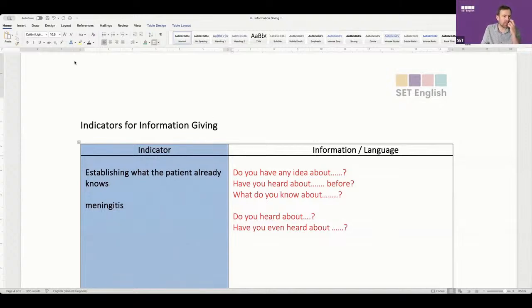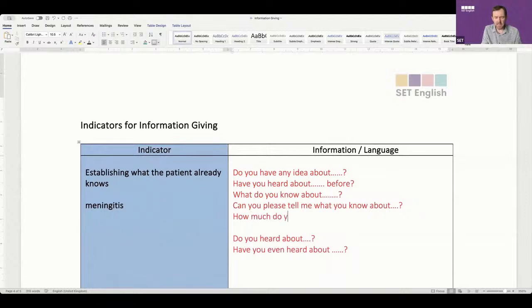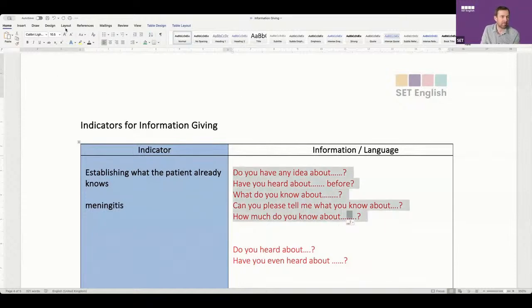Okay, I've got 2 blocks here. Can you please tell me what you know about? I like that. Okay, that's a good one. How much do you know about? Yeah. Okay, we don't need to have 100 different ways of doing it. This is good enough. So what else have we got here? Any others? How much you know? Okay, so I think that's good. These ones I'm happy with.